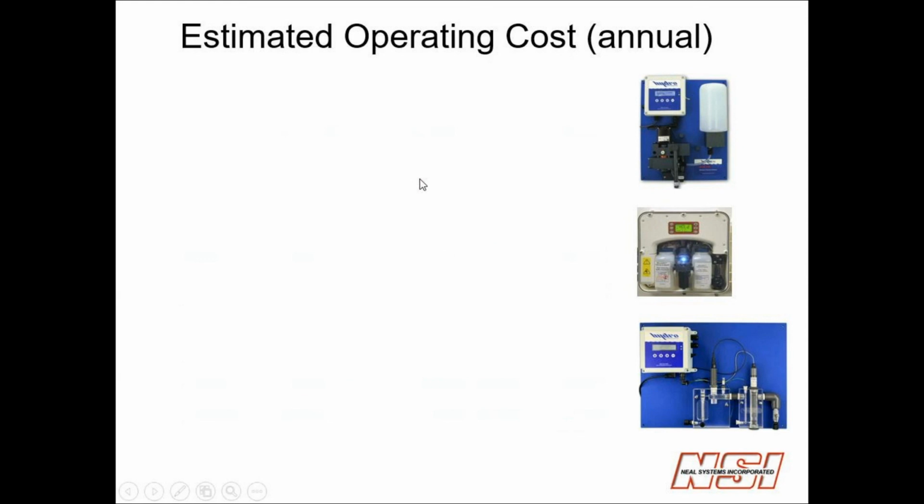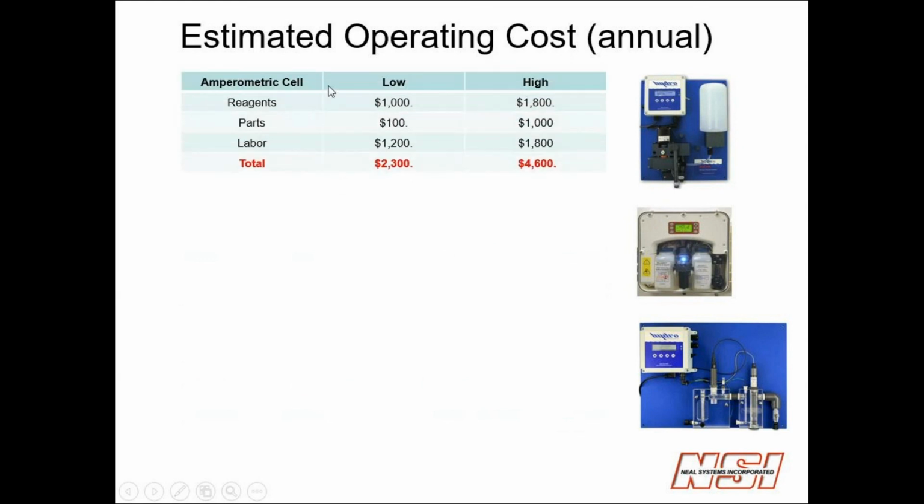So let's look at the operating costs for these analyzers. Amperometric cell: reagents are about $1,000 to $1,800 annually. Parts, $100 to $1,000. This analyzer has a motor to keep the cell clean. There's a little more mechanics going on here, so this requires a little more maintenance.